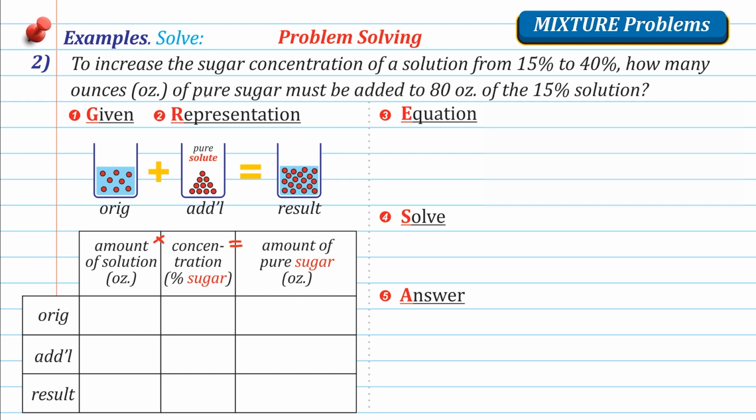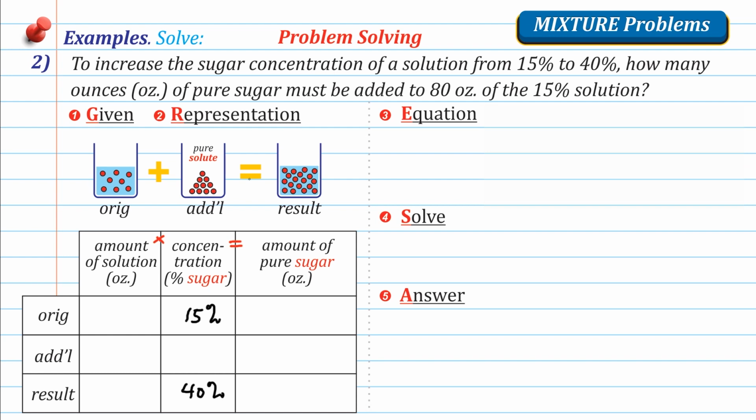Again, going back to the problem. To increase the sugar concentration from 15% to 40%, obviously we're talking about concentrations here. So, according to this, originally it was 15% and then converted to 40%. Now, let's put those values here. Originally, it was 15%. And then, it was converted to 40%. So, the result is 40%. Check it. From 15% originally, we added something, and the result is 40% concentration.